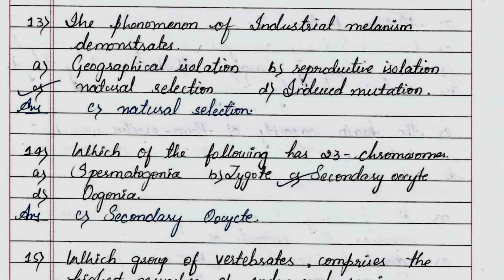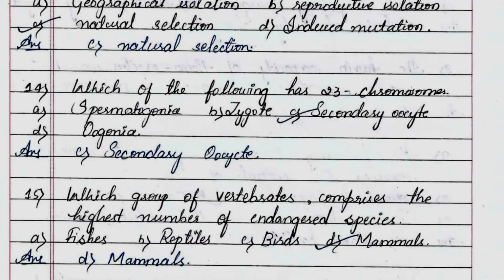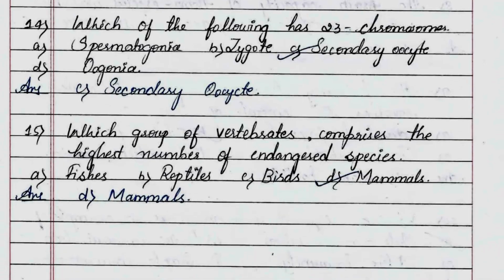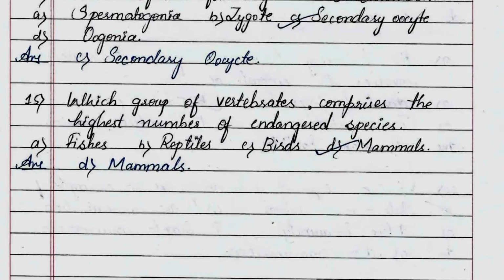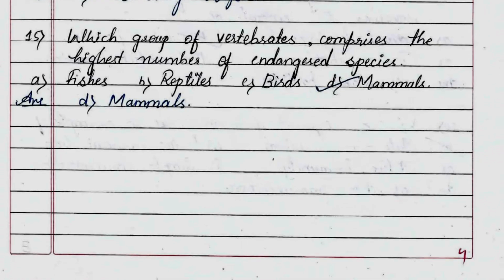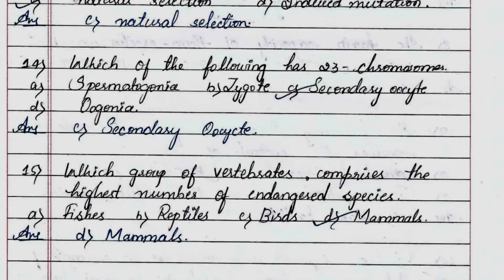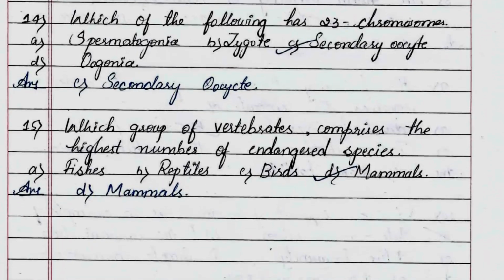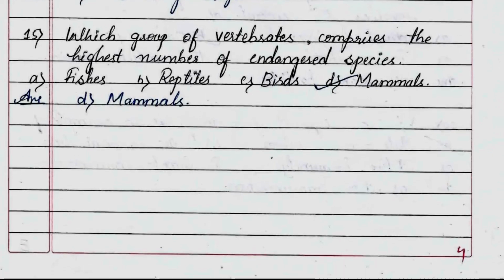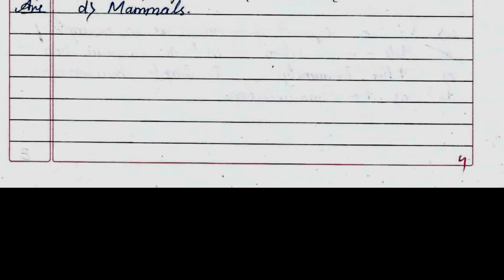Natural selection. 14th question: which of the following has 23 chromosomes? A. Spermatogonia, B. Zygote, C. Secondary oocyte, D. Oogonia. And the answer is secondary oocyte. 15th question: which group of vertebrates comprises the highest number of endangered species? Options are A. Fishes, B. Reptiles, C. Birds, D. Mammals. And the answer is D. Mammals.